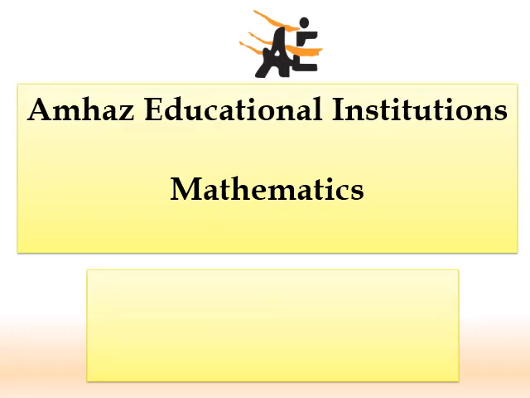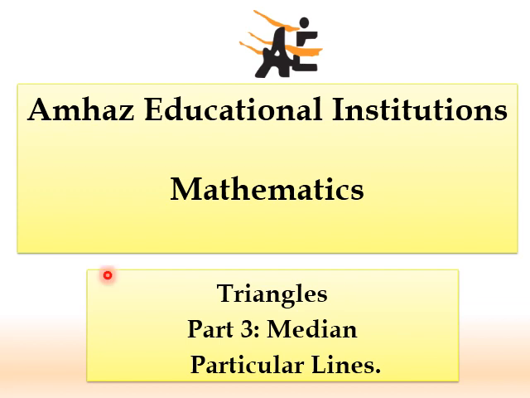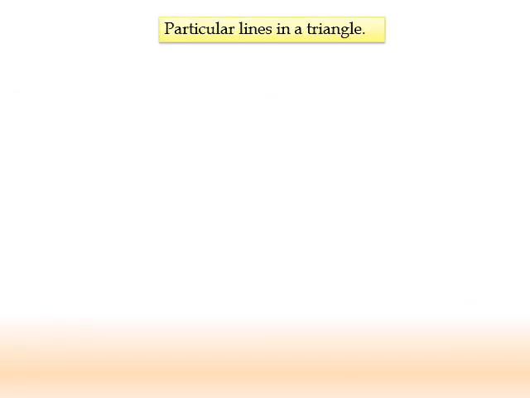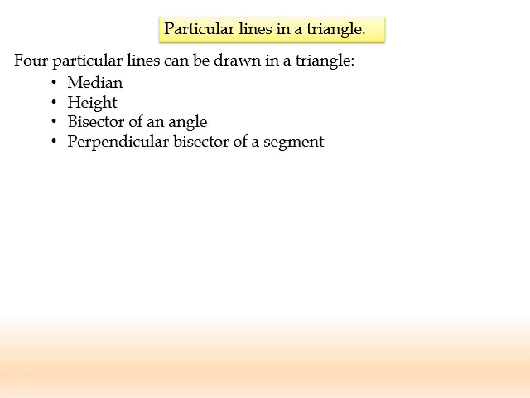After we discussed how to construct triangles if we have three sides, or two sides and one angle, or two angles and one side, now it's time to talk about particular lines inside a triangle. What are the particular lines that can be drawn in a triangle? During our lesson, I'm going to talk about median, height, bisector of an angle, and perpendicular bisector of a segment. Bisector and perpendicular bisector, you have an idea about them.